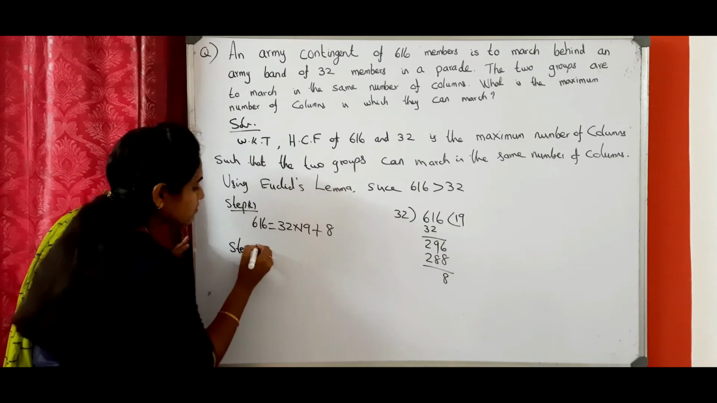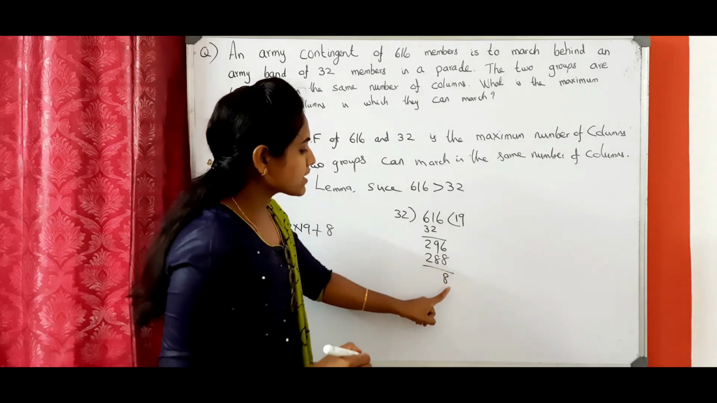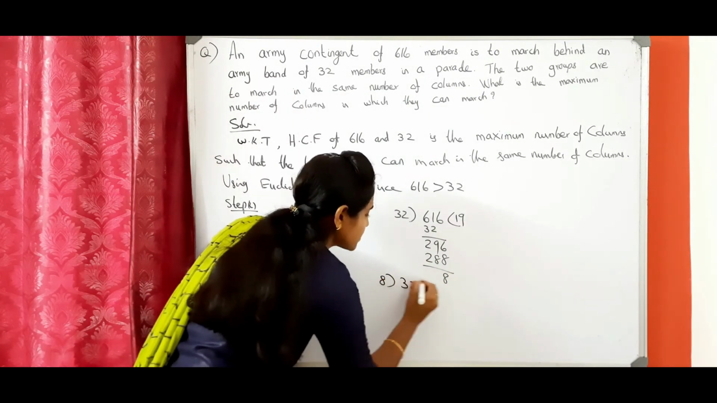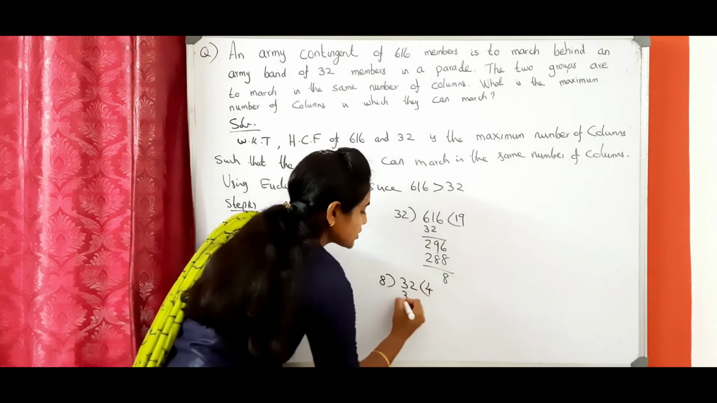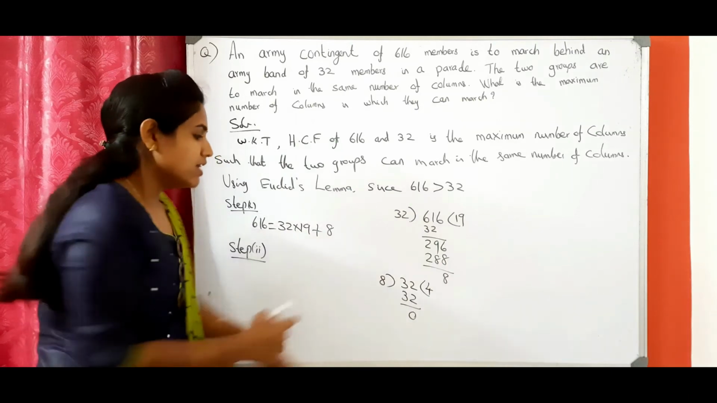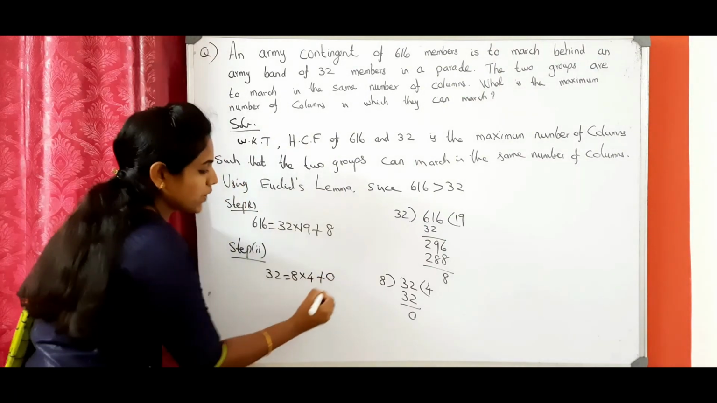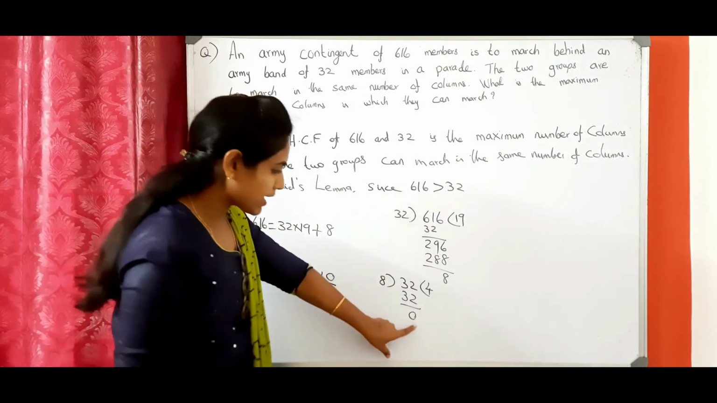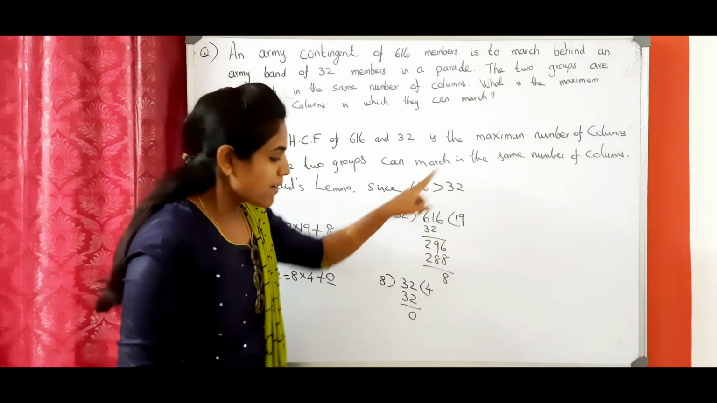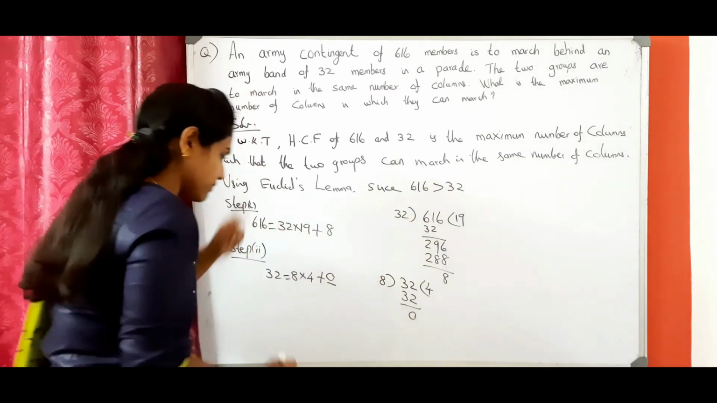Step 2. We need to divide the divisor by the remainder. The divisor is the greater number, so 32 by 8. 8 fours are 32, the remainder is 0. Now we can stop here. Write 32 equal to 8 into 4 plus 0. The remainder is 0 means the divisor, 8, is the HCF of the given two numbers.